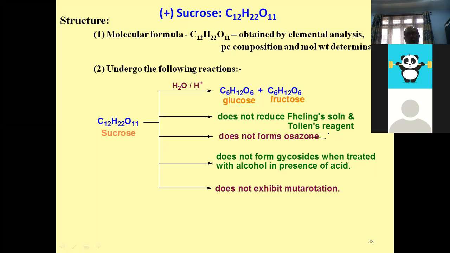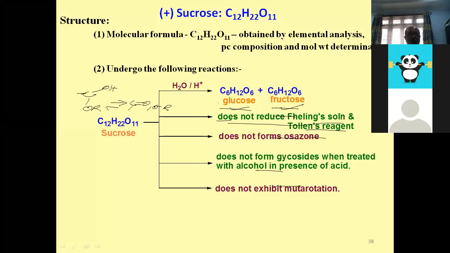What is the first information we get? The first information is that it is made up of these two molecules. One is glucose, the other one is fructose. And it does not reduce Fehling and Tollens, does not form osazone, does not give mutarotation. These properties are associated with the anomeric OH group, which ultimately gives us an aldehyde group and an alcohol.